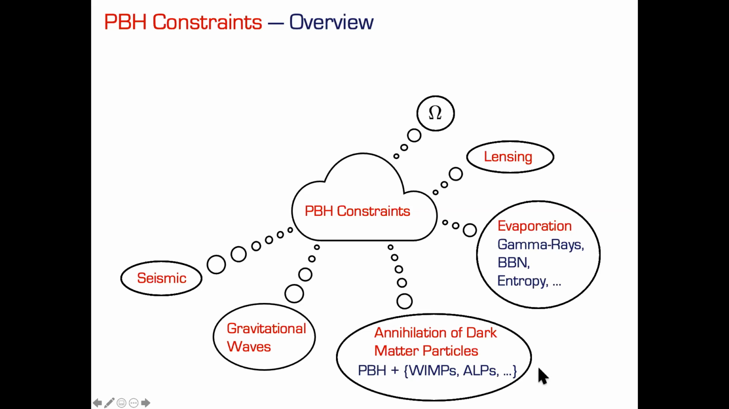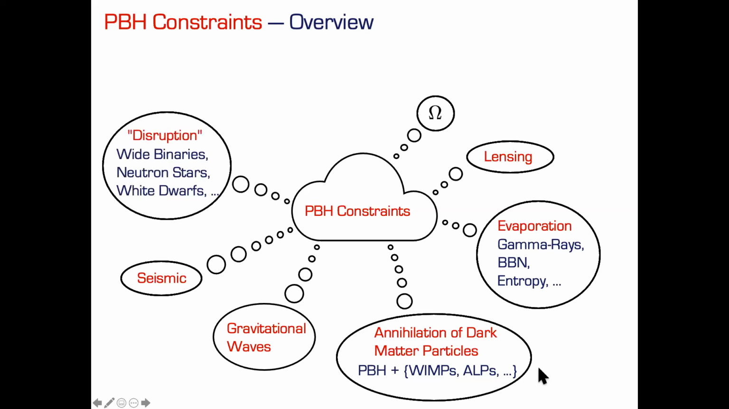Interesting also are seismic constraints, because if they are very small, they're very abundant and could hit Earth, and then you could get an earthquake. Actually, there are papers on this. There's disruption, which I mentioned, and they think that by dynamical friction in neutron stars, they could eat up the neutron star. And there are CMB constraints and all sorts of things.